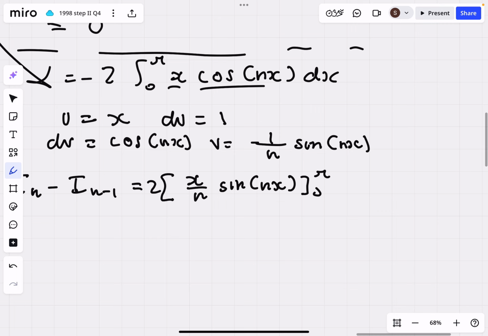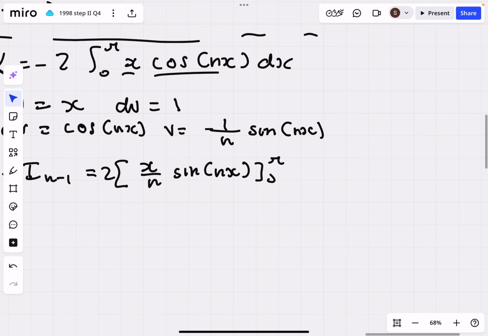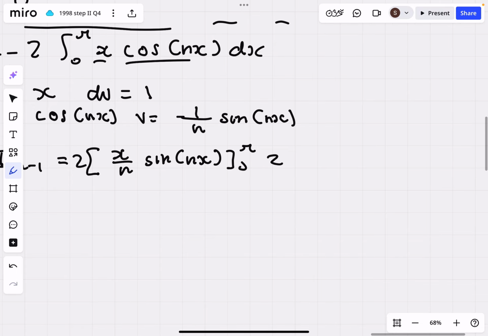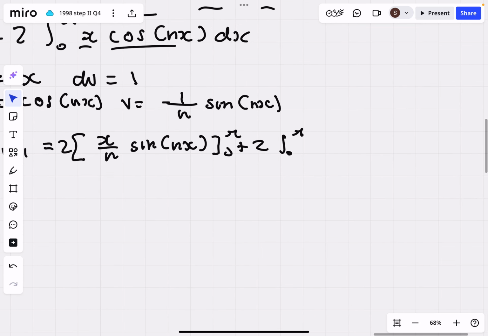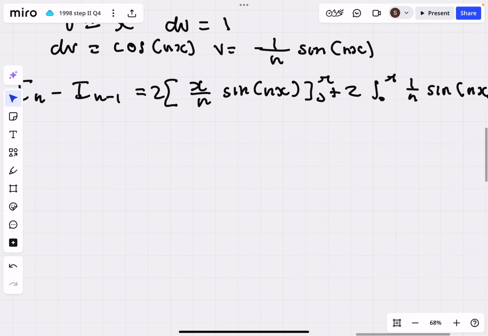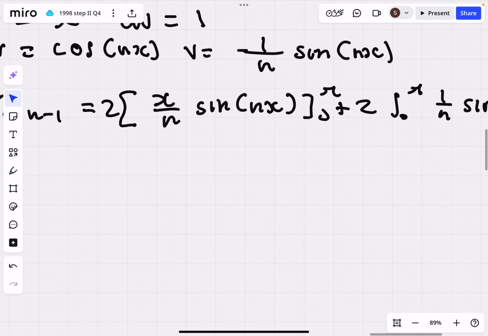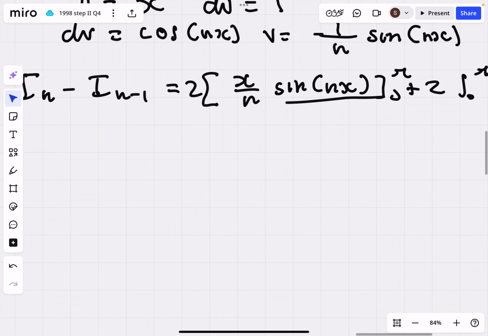2 times that, minus 2 multiplied by minus this integral, which is just positive 2. So plus positive 2 multiplied by the integral from 0 to pi of v du. So 1 over n sine nx multiplied by 1, which is just that. And this sine nx at pi is 0, at 0 is 0. So that would just equal 0.